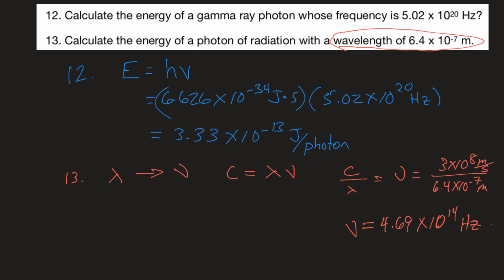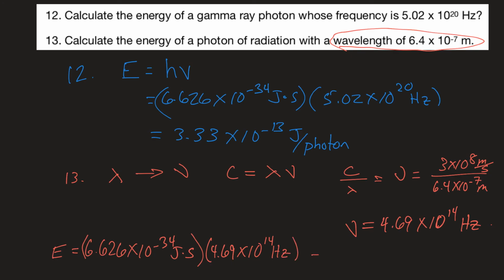Now I can solve for the energy, knowing that the energy is equal to Planck's constant, 6.626 times 10 to the negative 34th joules times seconds. I'm going to multiply that by the frequency, 4.69 times 10 to the 14th hertz. And I get 3.11 times 10 to the negative 19th joules per photon.